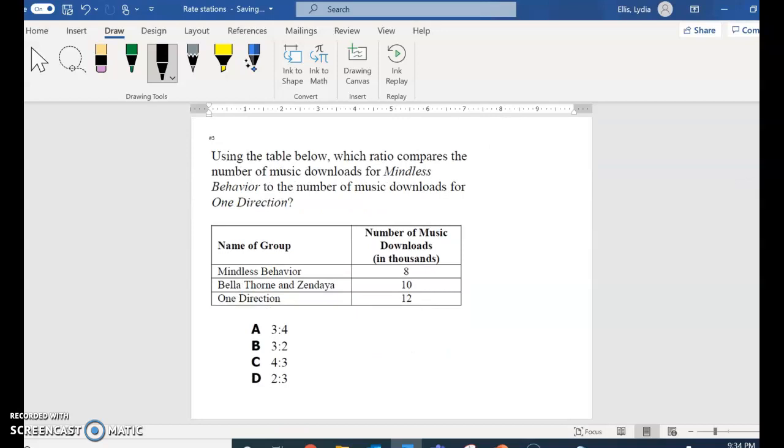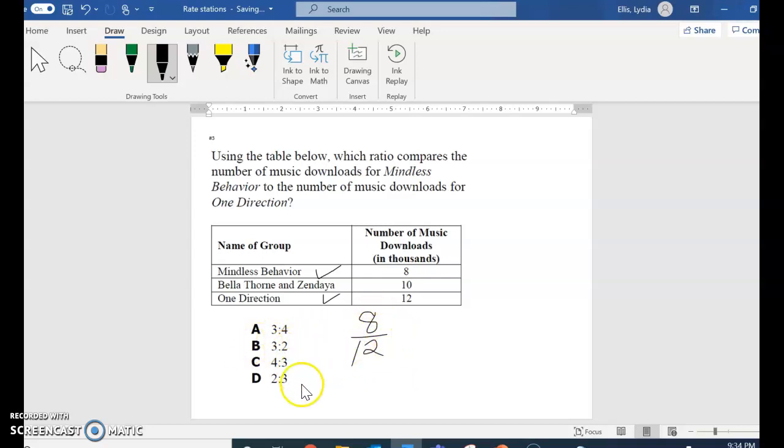And here again is using ratios. Remember to simplify. I think that's maybe one of the reasons you may not have gotten this one. Using the table below, which ratio compares the number of music downloads for Mindless Behavior, let me check that one, to the number of music downloads for One Direction? So Mindless Behavior to One Direction. Notice I wrote it in a different way, but it's still a ratio.